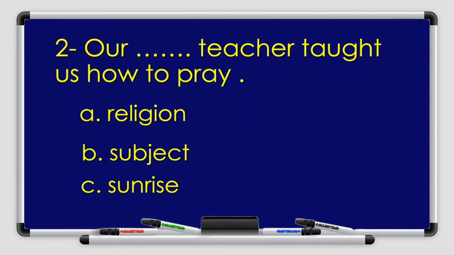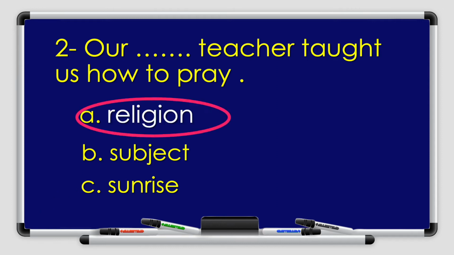Number 2. Our blank teacher taught us how to pray. Is it A. Religion, B. Subject, or C. Sunrise? Again, A. Our religion teacher taught us how to pray. B. Our subject teacher taught us how to pray. Or C. Our sunrise teacher taught us how to pray. Great job, boys and girls. The answer is, of course, A, religion. Our religion teacher taught us how to pray.